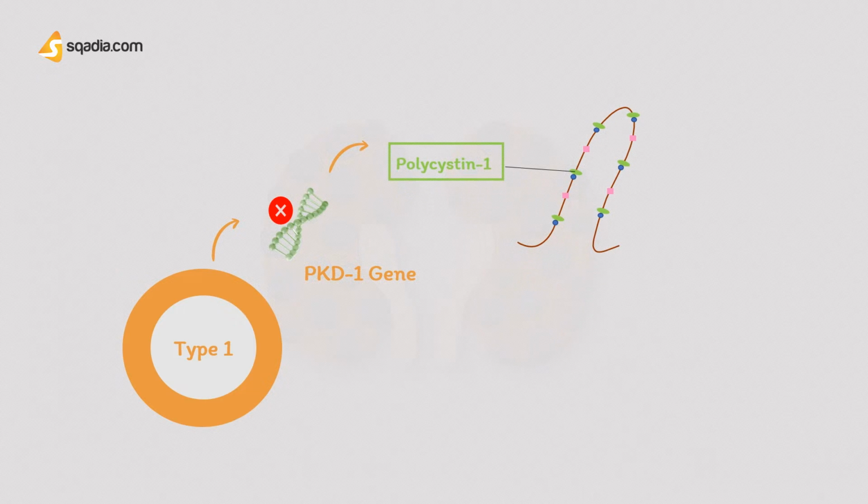Where is the hometown of PKD1 gene? Address of PKD1 gene is 16p13.3. Let me elaborate this address. It means gene is present at position 13.3 on P, which is the shorter arm of chromosome number 16.